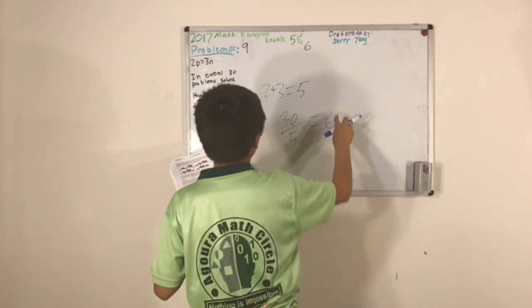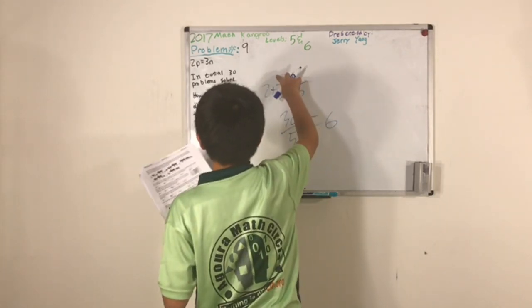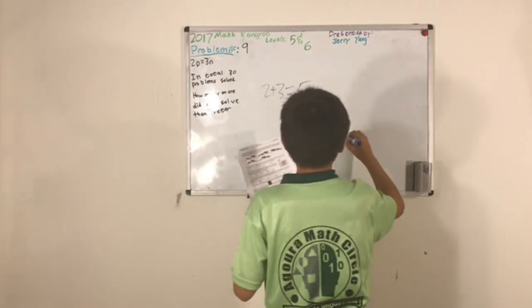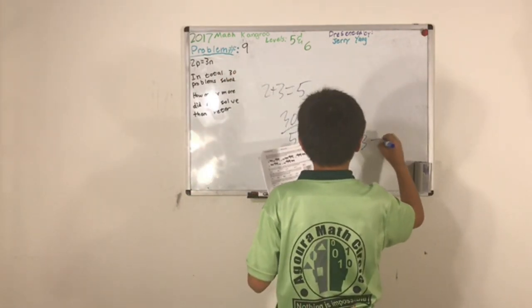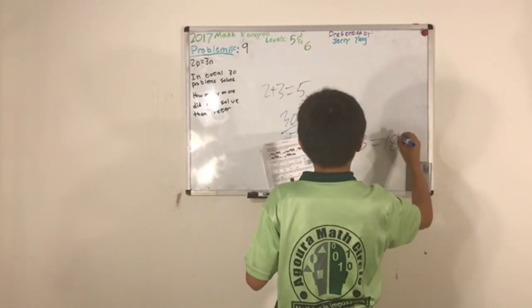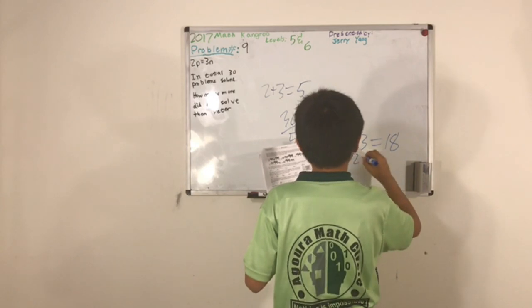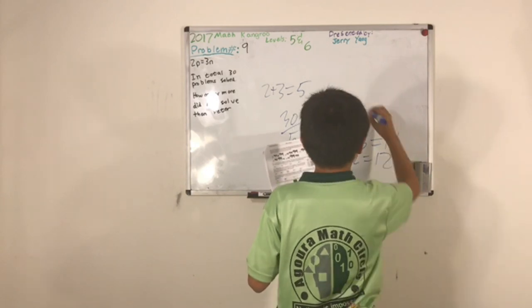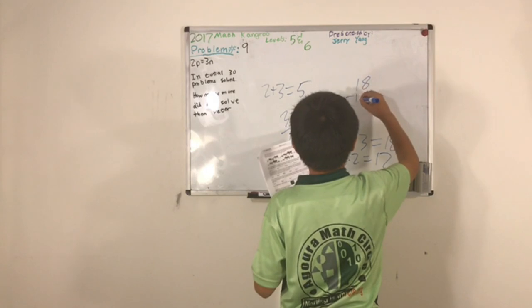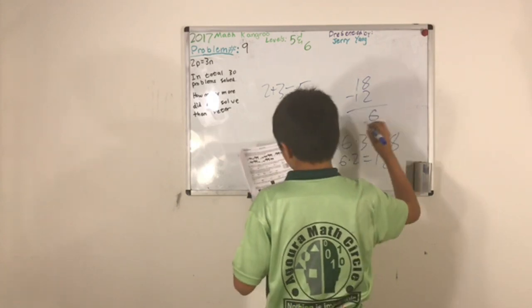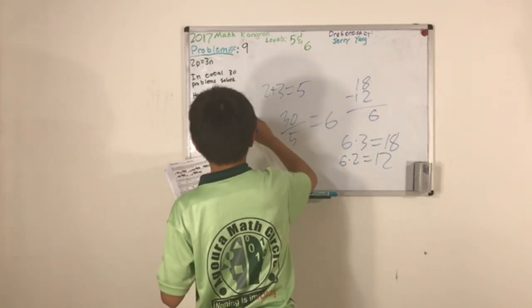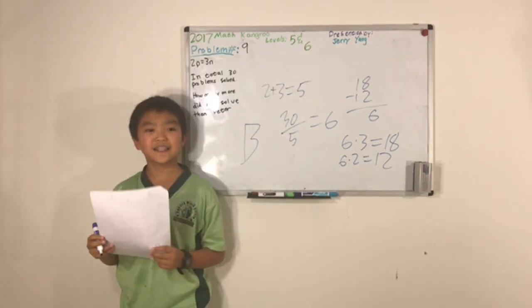So then we have to go back and plug in 6 to both 3 and 2. So 6 times 3 equals 18, and 6 times 2 equals 12. And then we do 18 minus 12, and we get 6. Therefore, we know our answer is B, 6.